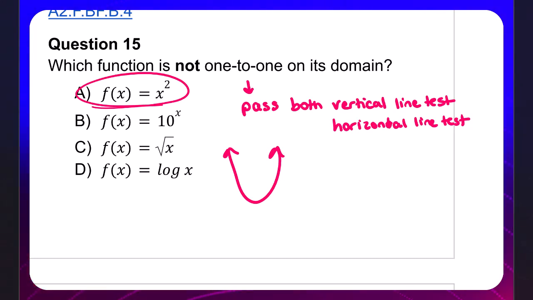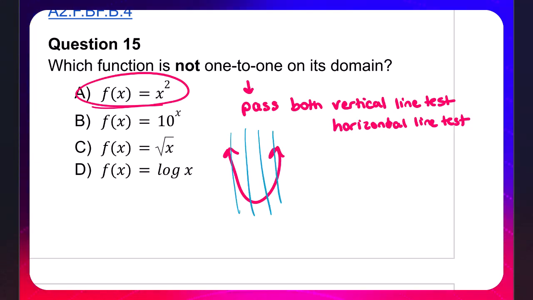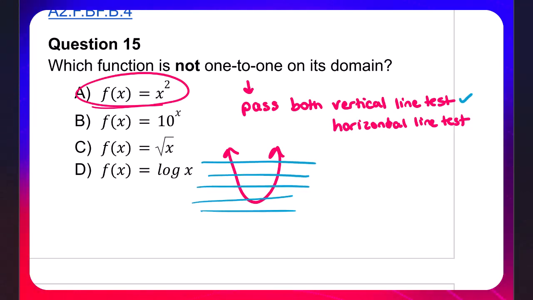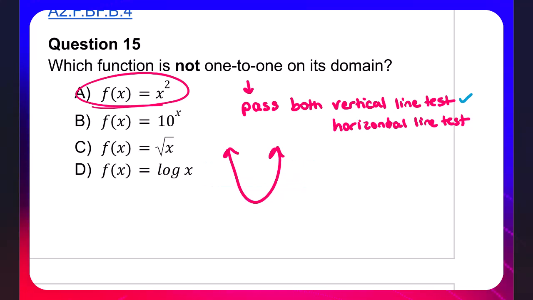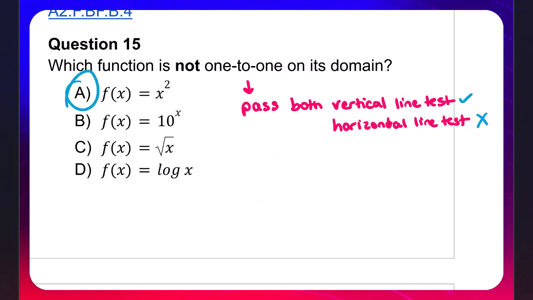Does it pass the vertical line test? Yes. So if I'm just scanning it vertically, it is good. But if I scan it horizontally, remember, it's not supposed to touch any of those lines more than once. So this one is not 1-to-1. So that is the answer to it. Let's talk about why the other 3 do fit.